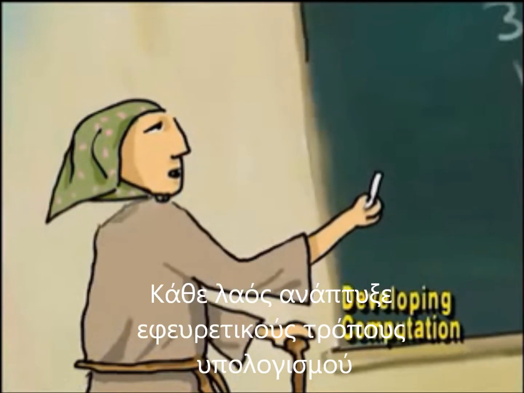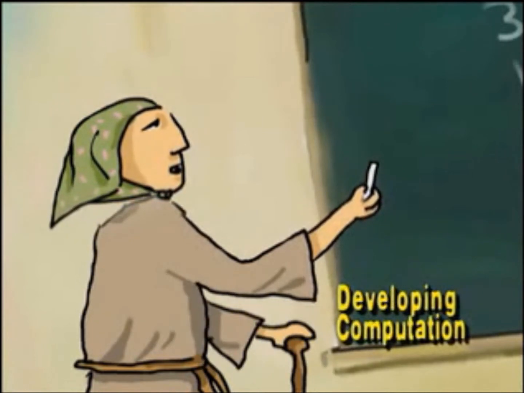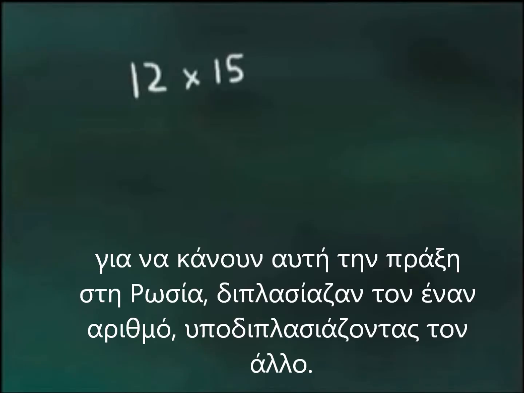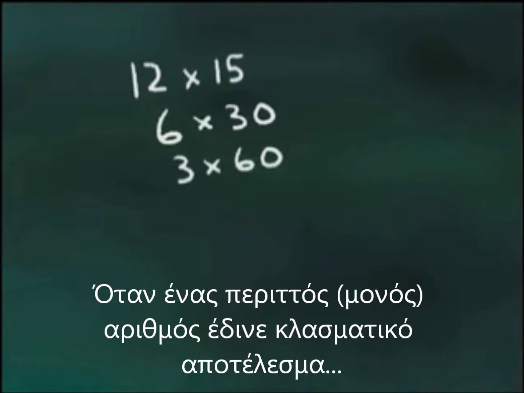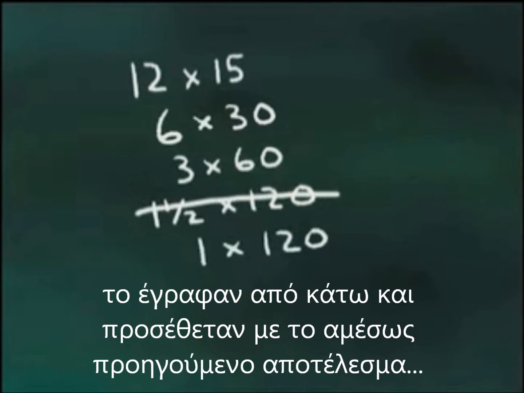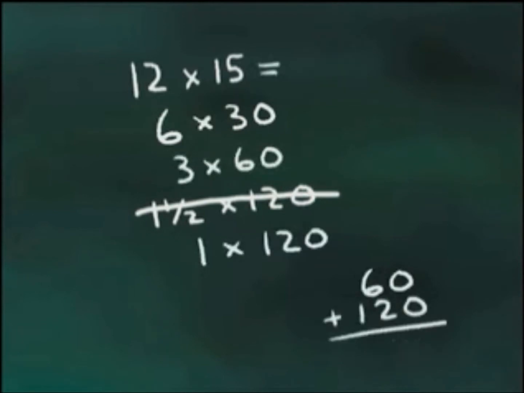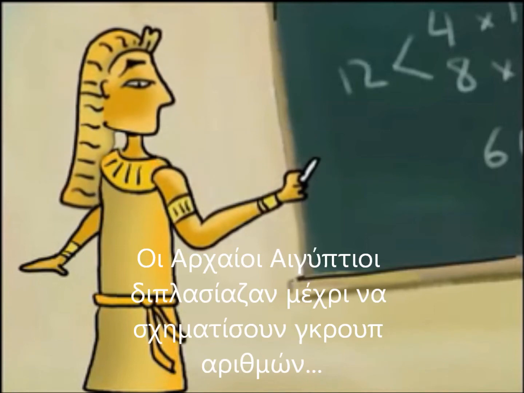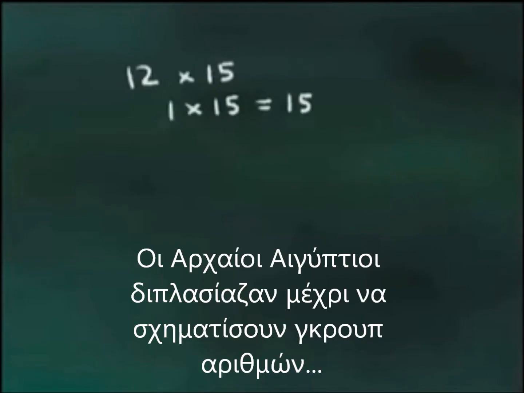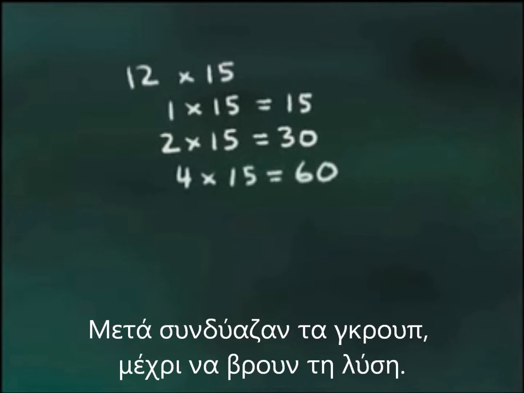Throughout history, every culture around the globe has created inventive ways to calculate. To solve a problem, say 12 times 15, early Russian peasants used a system of doubling and halving. When an odd number, halved, resulted in a fraction, they rounded down. Then they added the factors associated with the odd multipliers. Ancient Egyptians relied on a doubling procedure until they produced enough groups. Then they added these groups to find the answer.